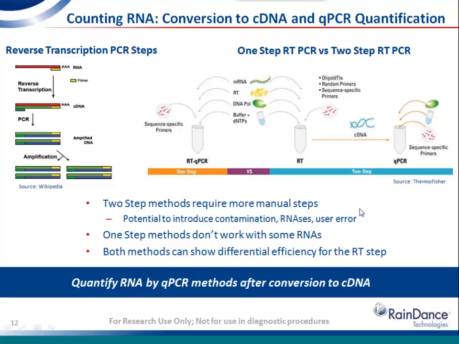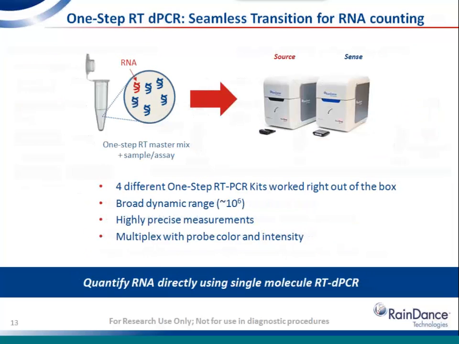For instance, there are no demonstrations of miRNA, microRNA, using 1-step methods. And both steps can show differential efficiency for the reverse transcription step. This is an area of active research and is very interesting. These limitations are completely eliminated by using the 1-step RT digital PCR protocol and the RainDrop.